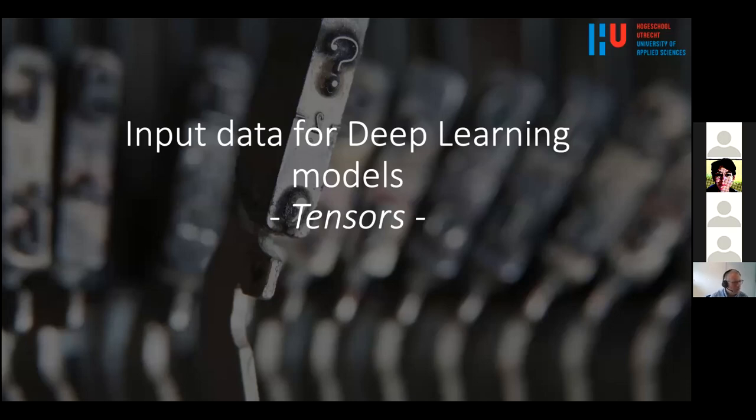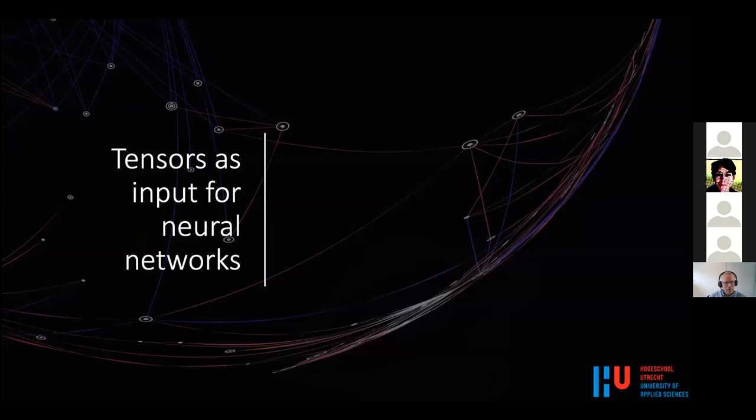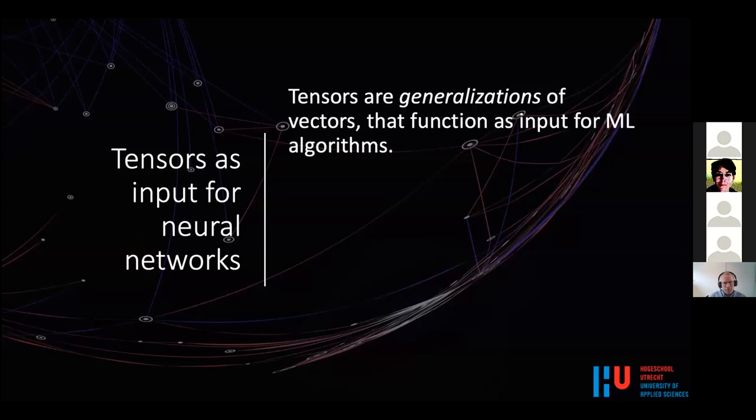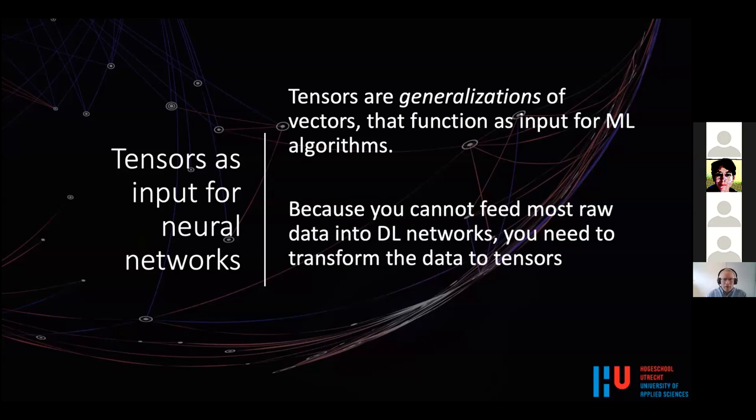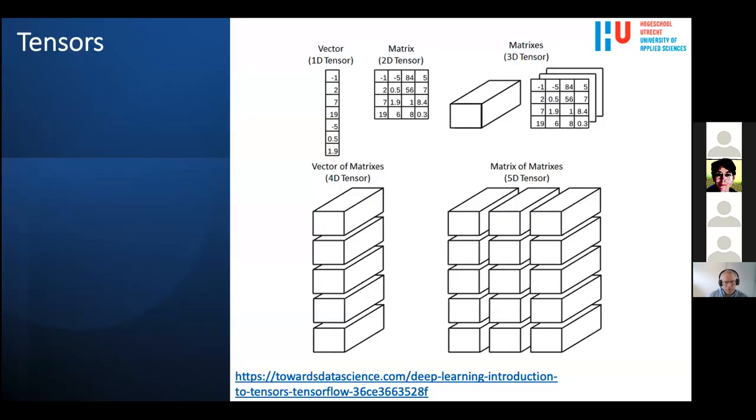So what does the input data of a neural network look like? Central to neural networks are tensors. And tensors are basically vectors or a representation of a vector. They can function as input for all different types of machine learning algorithms. And this is because we cannot feed most raw data into neural networks. We need to transform the data to tensors. So let's see how this works in practice. Here we have a one-dimensional tensor. It's just a collection of numbers. It is what we also call in programming a vector.